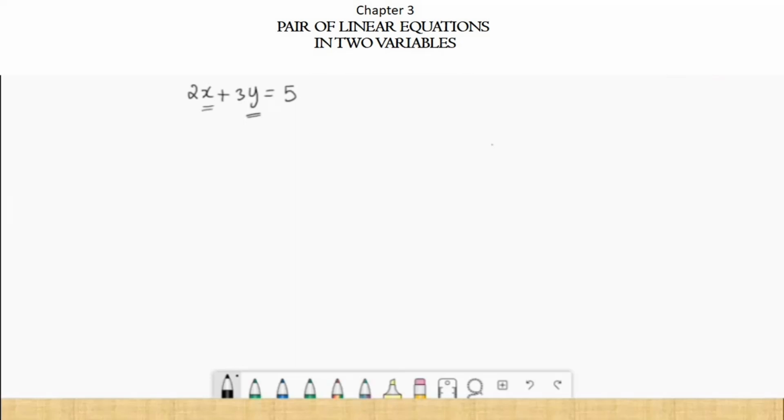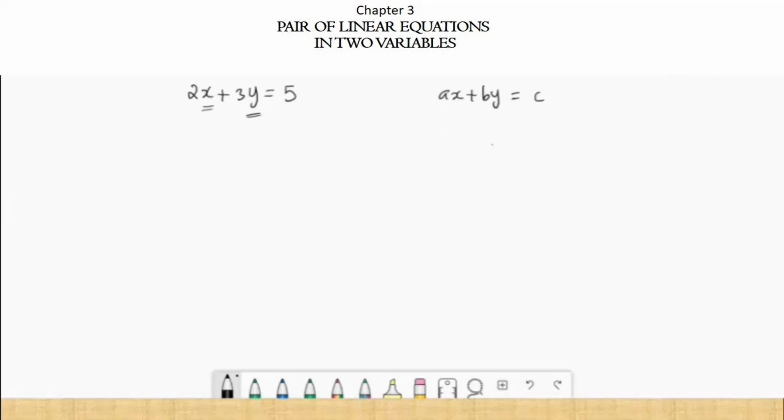And in 9th standard you have seen how to draw the graphs of linear equations in two variables and how to find the solutions of a linear equation in two variables. Before that, what's the general form of a linear equation in two variables? ax plus by is equal to c. But we prefer to write the constant term on the LHS.